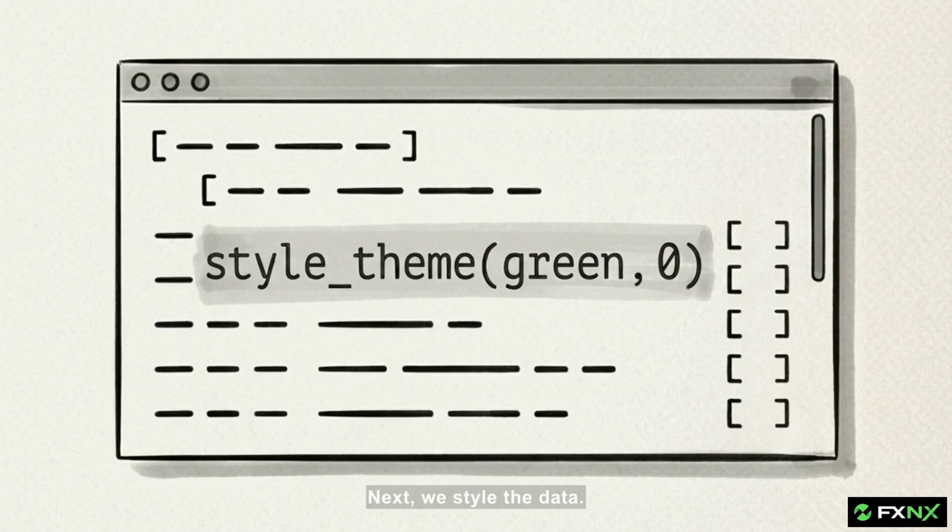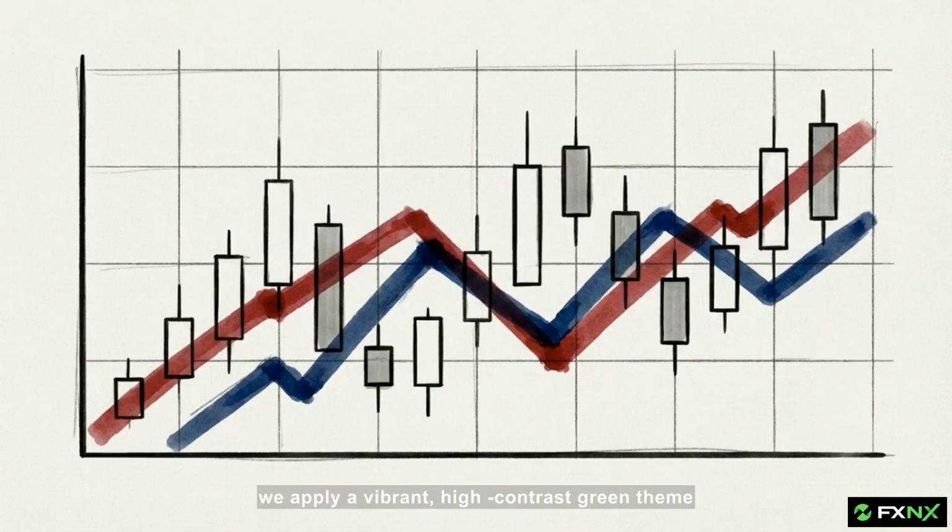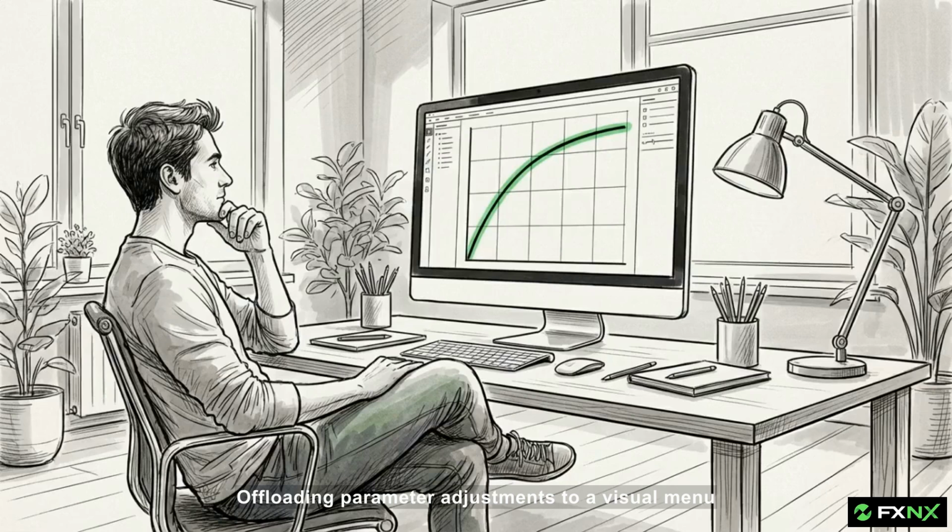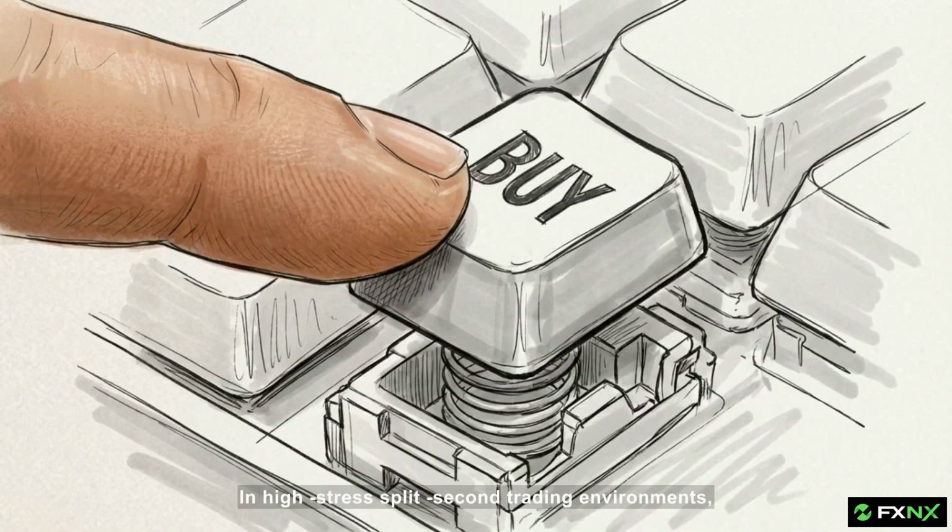Next, we style the data. By adding the color.new function and adjusting the line width parameter, we apply a vibrant, high-contrast green theme to our data plots so they stand out against the background. Offloading parameter adjustments to a visual menu and utilizing high-contrast styling reduces the mental effort required to read the chart. In high-stress, split-second trading environments, clear visuals eliminate hesitation.